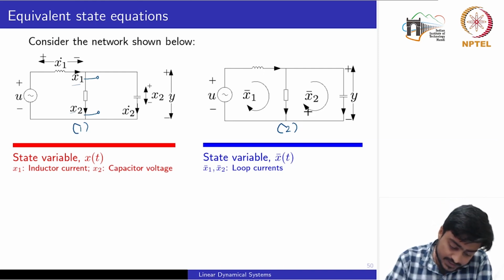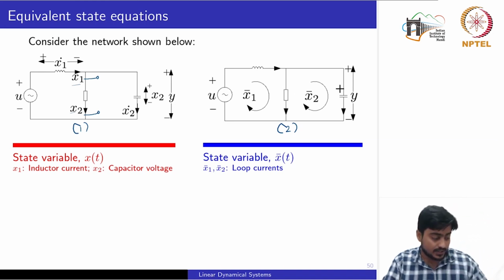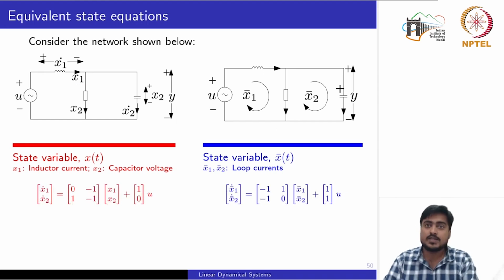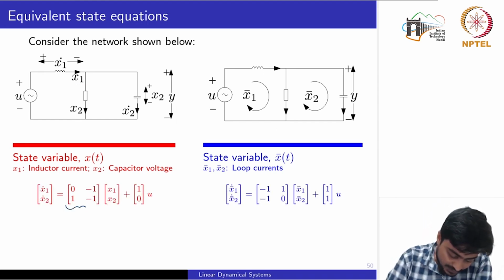In the second figure we define the state variables x1 bar and x2 bar, which are the loop currents in this first loop and in this second loop. So you can now compute the voltages across the inductor, the resistor and also the capacitor. Now, using these two different sets of state variables, we can write two different state space representations. By state space representation we mean the A, B, C, D matrices.